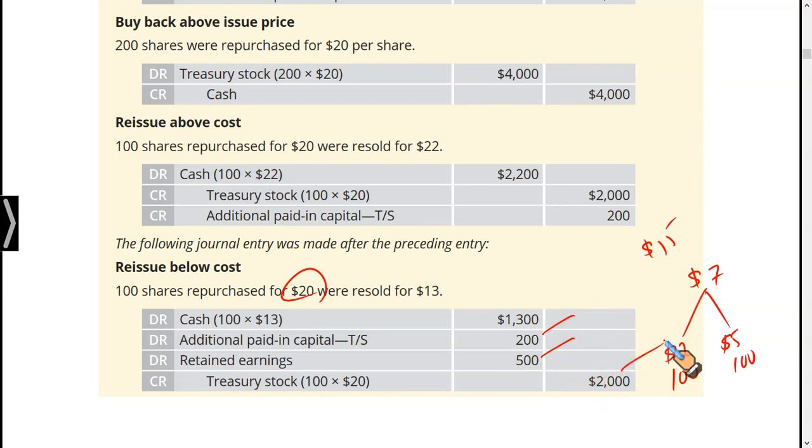Please note, whether you reissue at a price higher than the issue price or lower than the issue price, it is not income in any case, never. It only goes to your retained earnings or additional paid-in capital. It never enters the income statement. This is a very important point to be remembered.